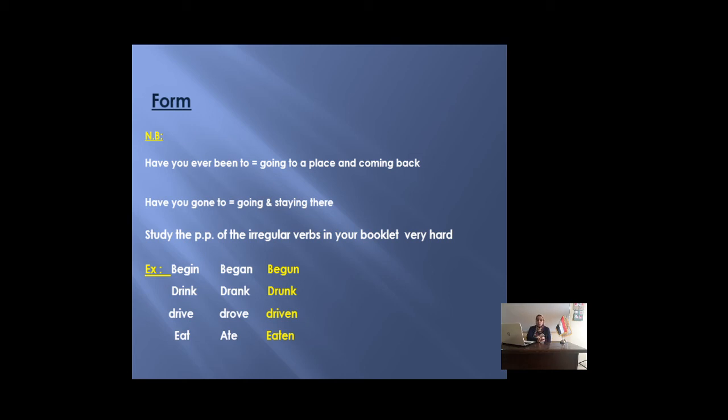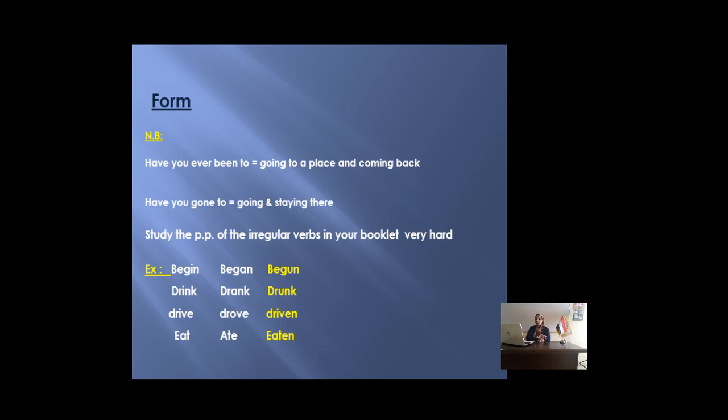Study the PP of the irregular verbs, please, in your booklet very hard. Example: begin, began, have or has begun. Drink, drank, have or has drunk. Drive, drove, have or has driven. Eat, ate, has or have eaten. So you have to study them well, please.